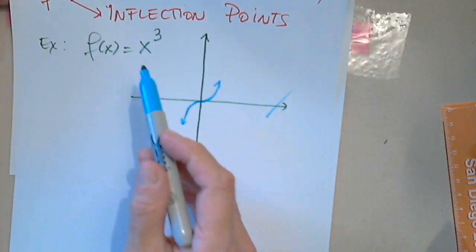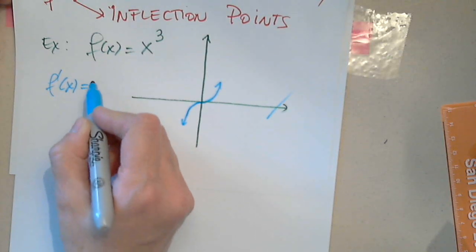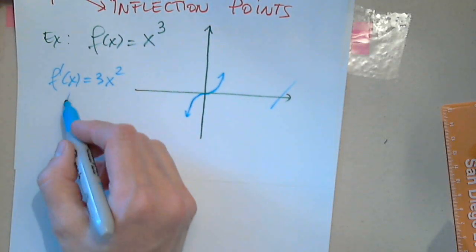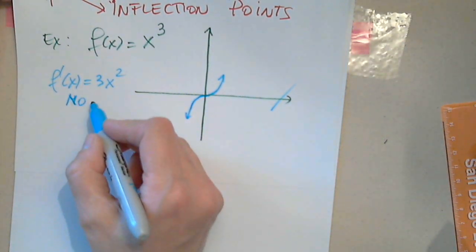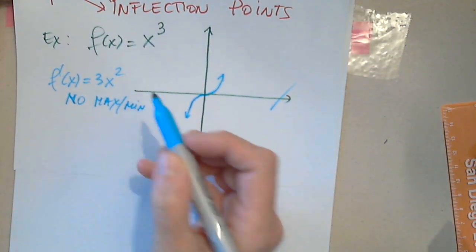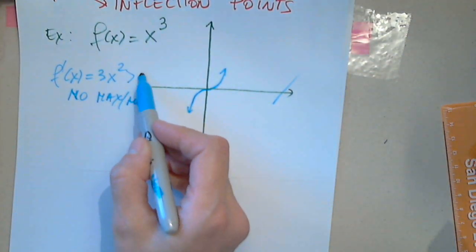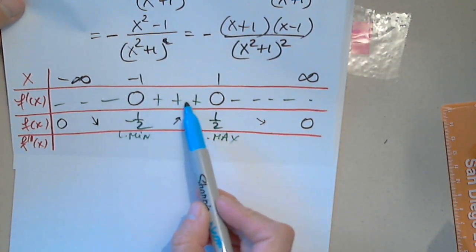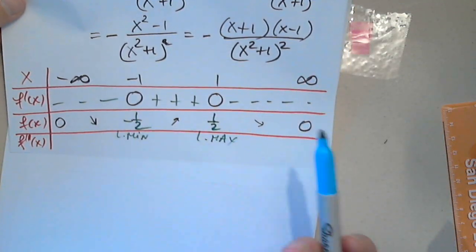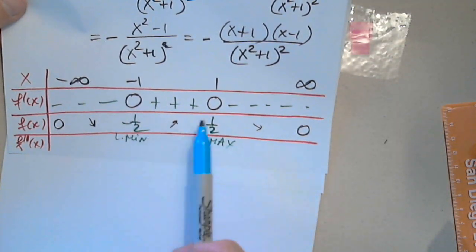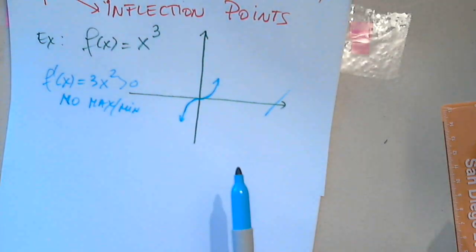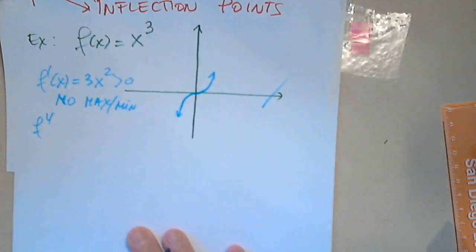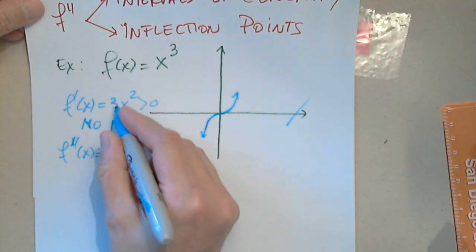Okay, so when I calculate the first derivative, I get this. Obviously, no max min. How come? Because it's always positive. It doesn't change sign. If the first derivative never changes sign, there is no max min. Here it changes sign, it has a min. Changes sign, specifically, max. But this one is always positive, so there is no max min. So let's find the second derivative now. That's 6x.